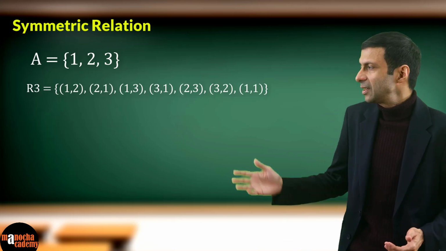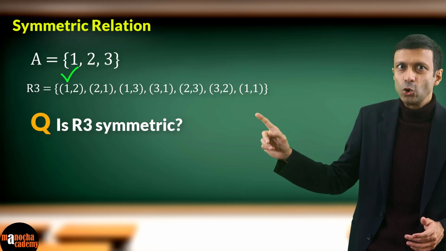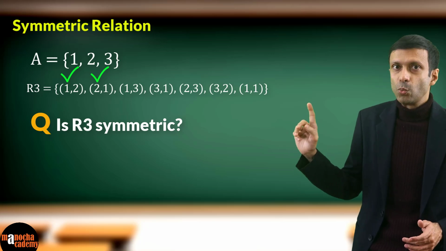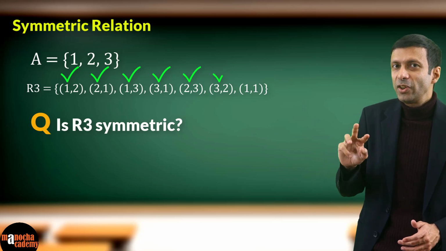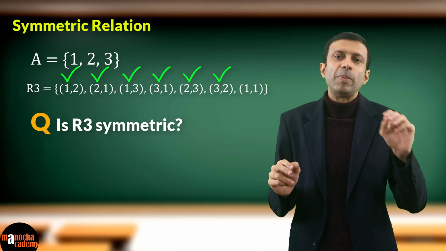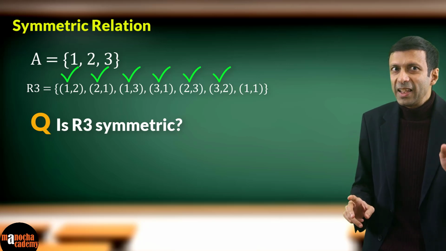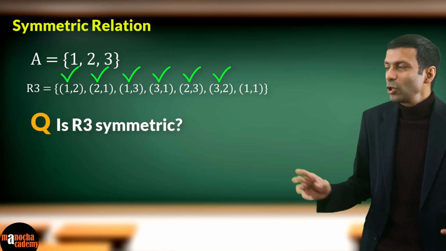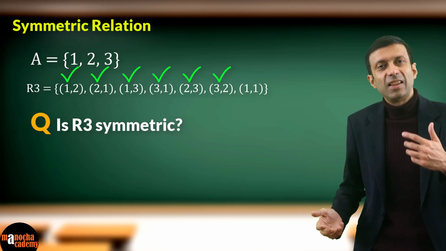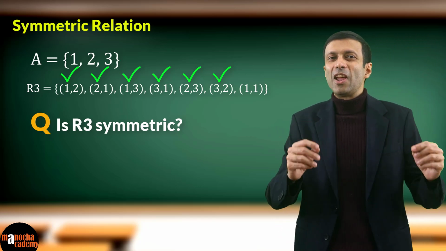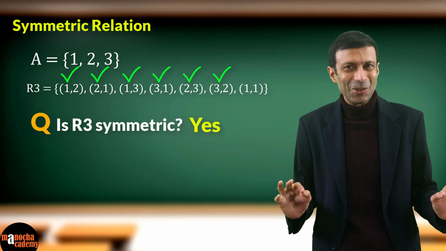One last example, let's look at this R3. Can you tell me, is R3 symmetric or not? Let's check. R3 contains (1, 2) and it contains (2, 1). It contains (1, 3) and it contains (3, 1). It contains (2, 3) and it contains (3, 2). So wherever you're finding an (a, b), the (b, a) is there. It also has (1, 1), but I don't need to check that, because if (1, 1) is there and you invert it, you'll get (1, 1) again. For the other elements, the (a, b) and (b, a) are there. Therefore, R3 is also a symmetric relation. Clear? Is the symmetric relation crystal clear to you?